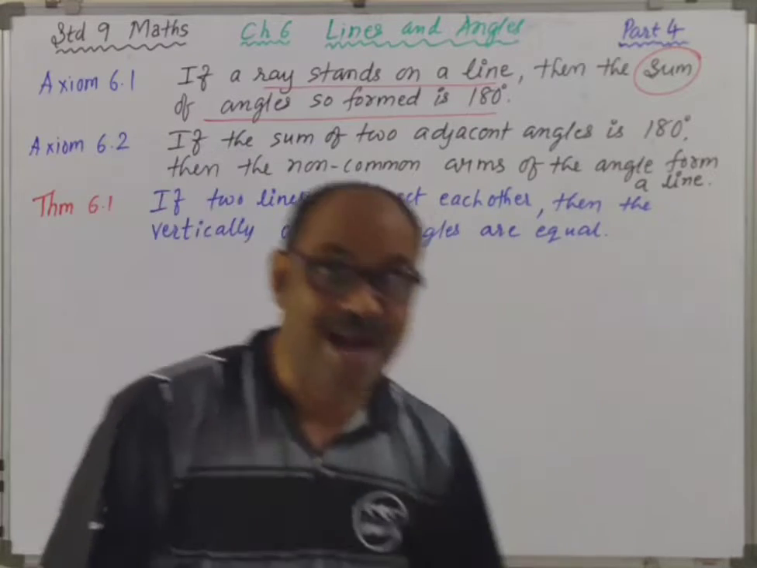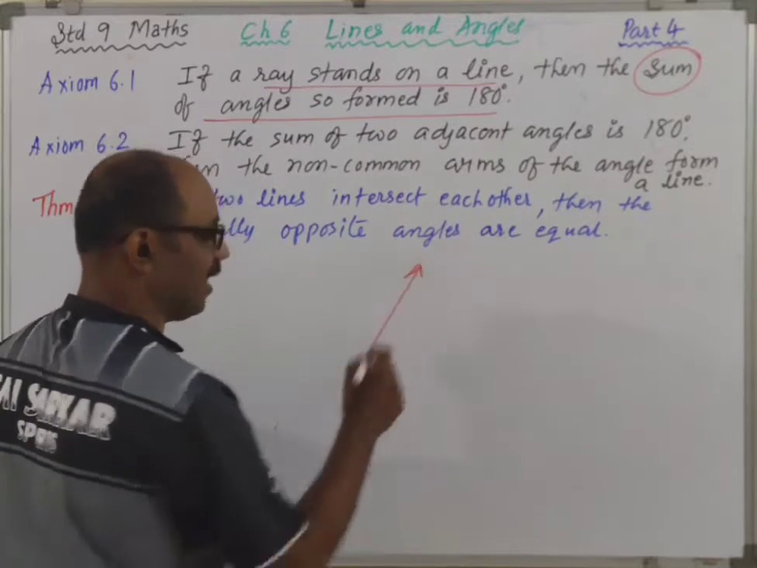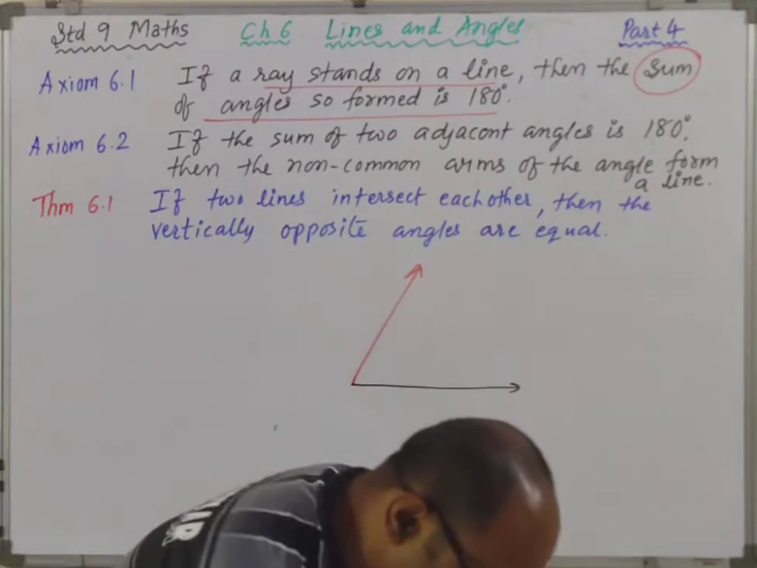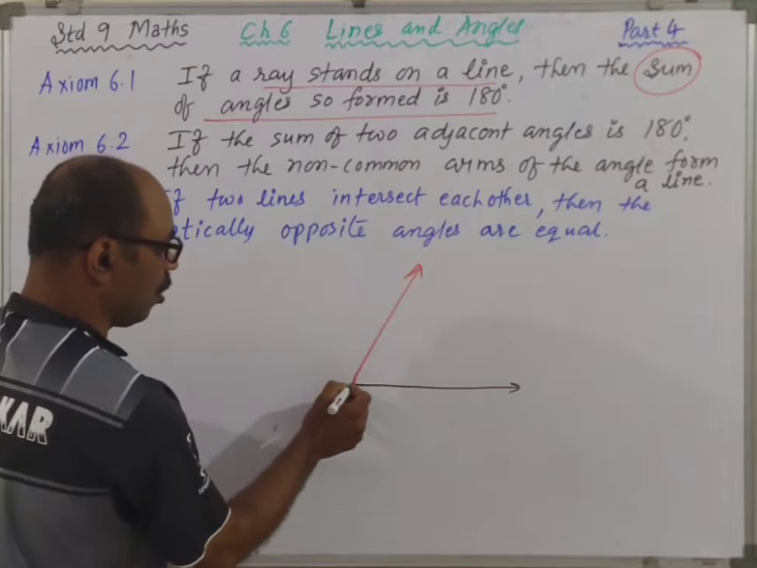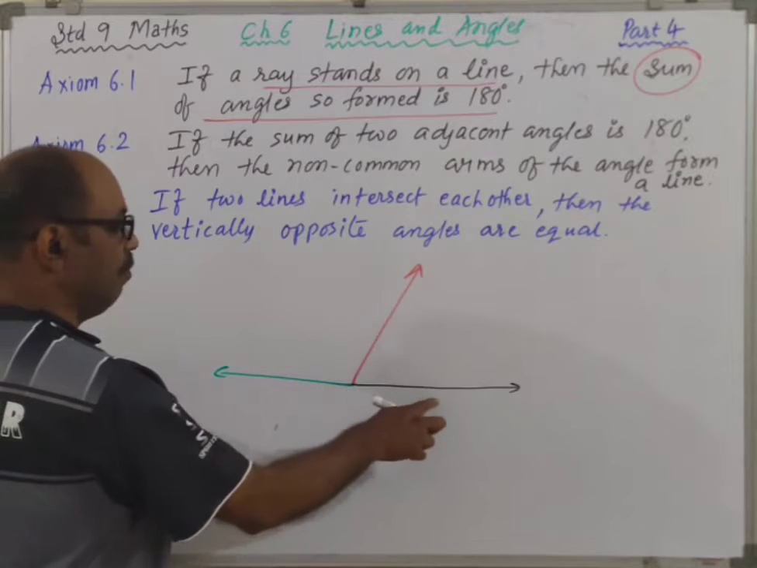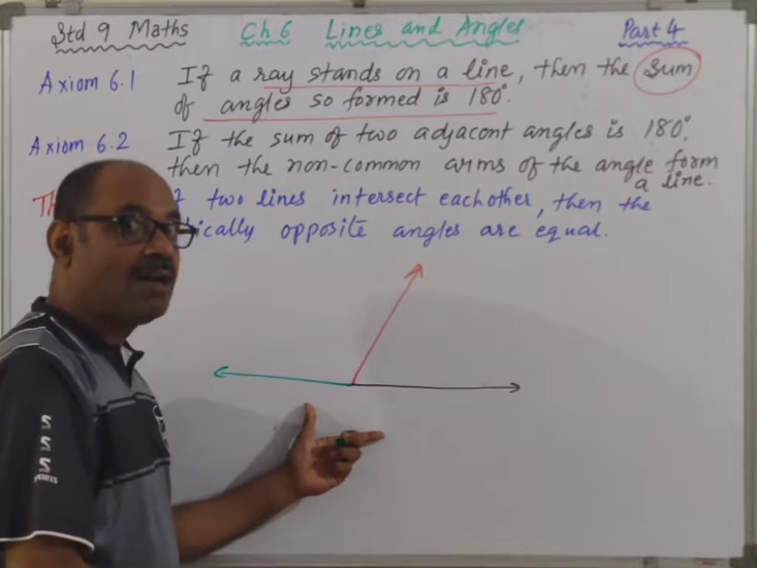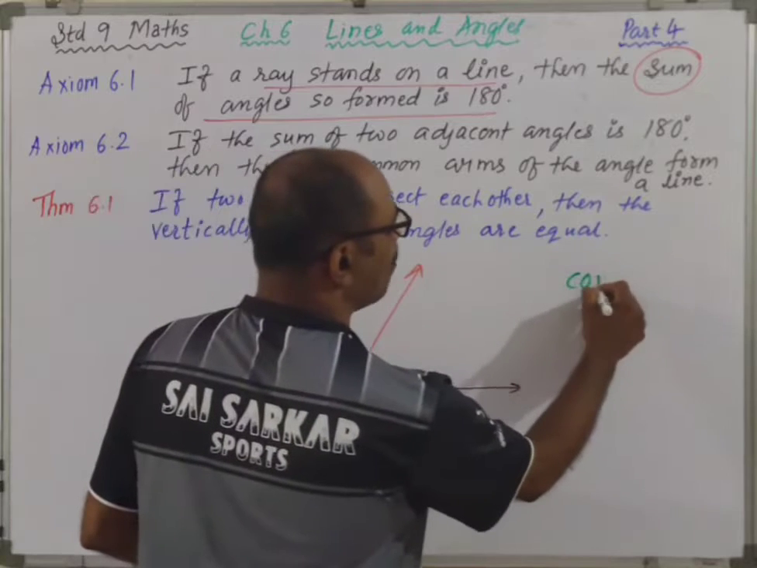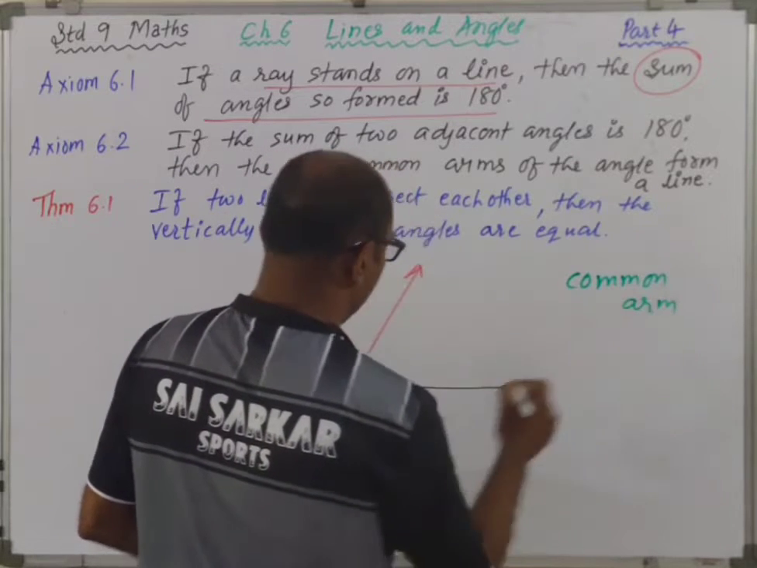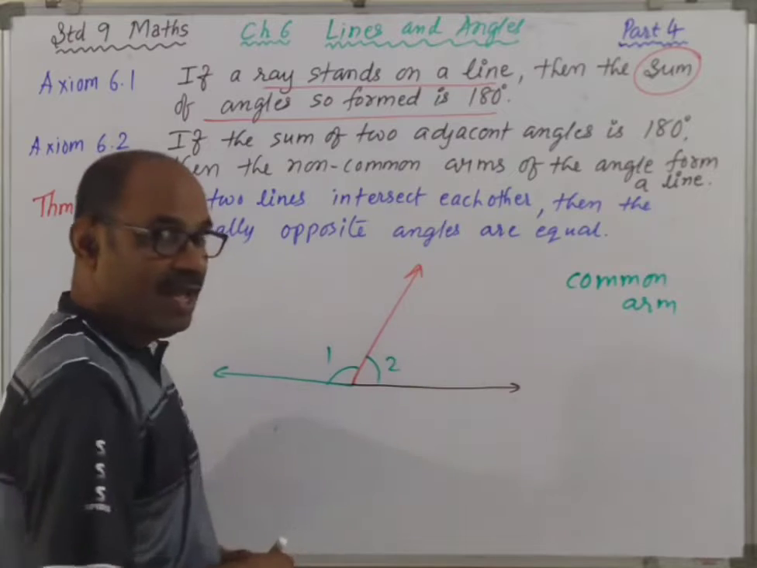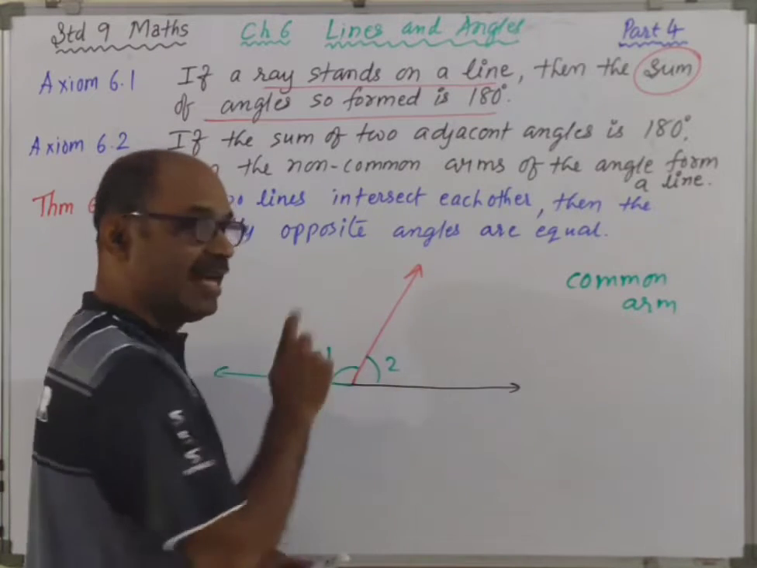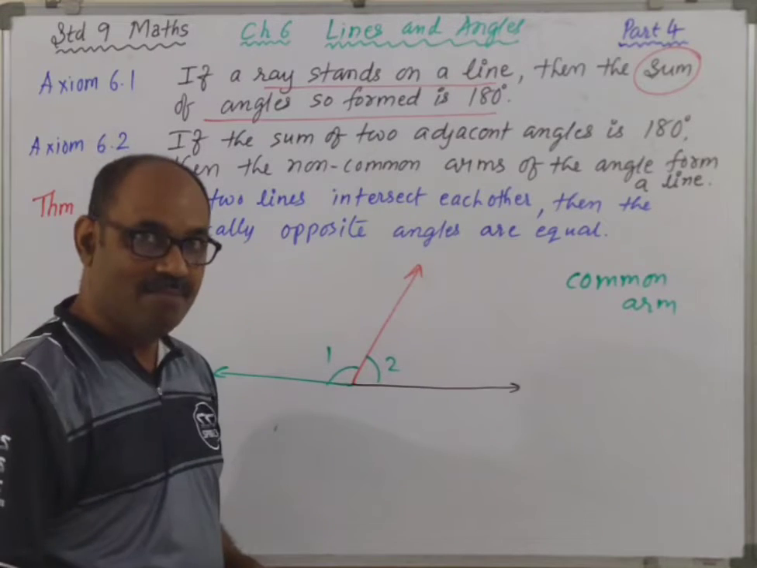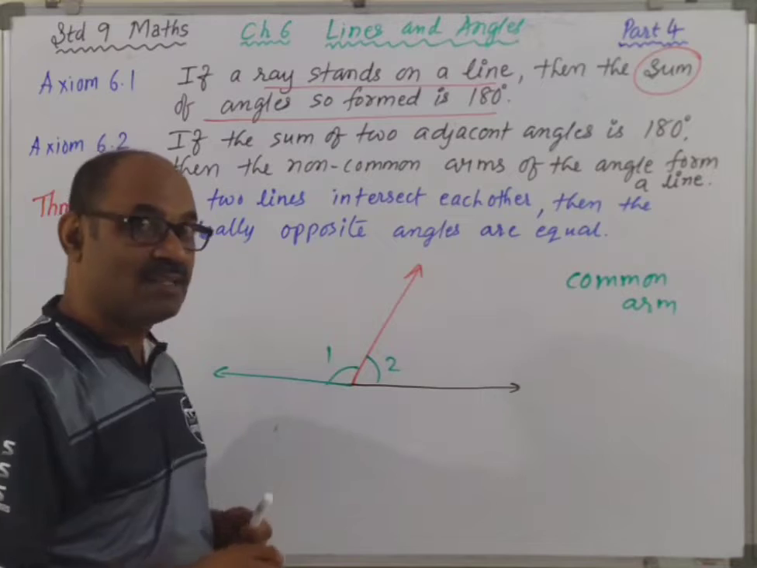Adjacent angles means one arm is common. I took this common arm, the red one, and then took another arm here, and another one there. Black and green arms are uncommon, and the red arm is the common arm of both the angles. This is angle number 1, this is angle number 2. Angle 2 has black and red arm. Angle 1 has green and red arm. The red arm is the common arm. So these are two adjacent angles because they have one arm common.